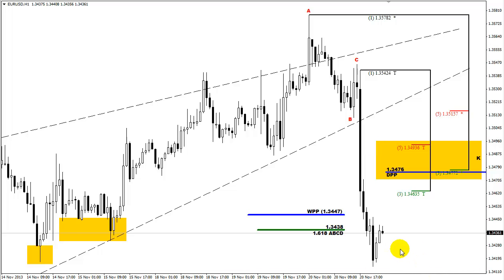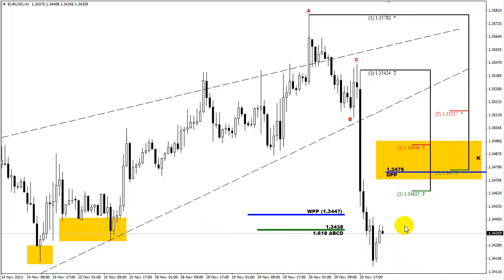Now we can see that the market is at support by this extension, 1618 of ABCD, the 50% Fibonacci level around this area here. The market also is near the weekly pivot point for this week, and also take a look at the previous lows, which are the classical technical analysis support levels.